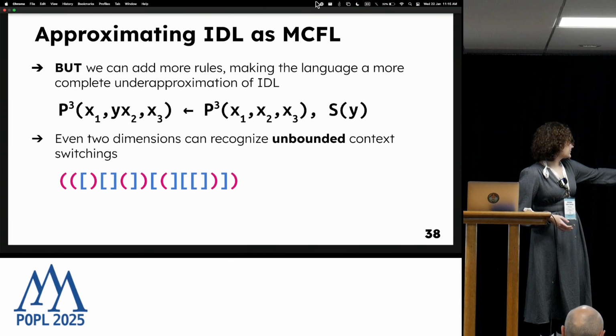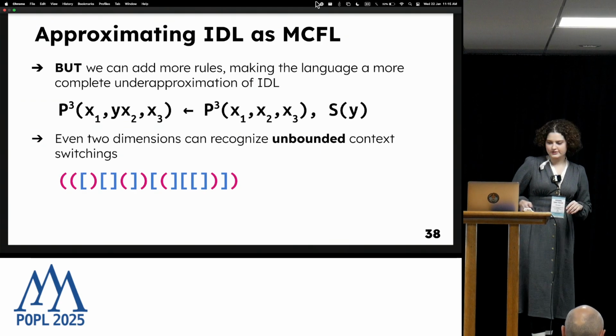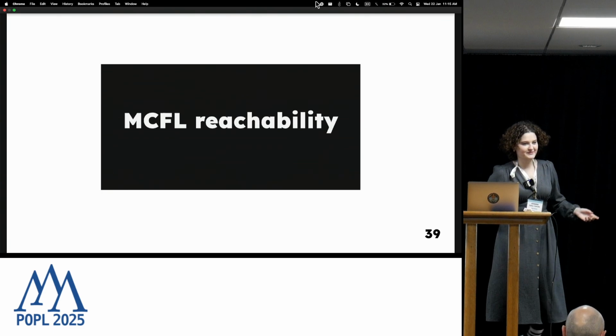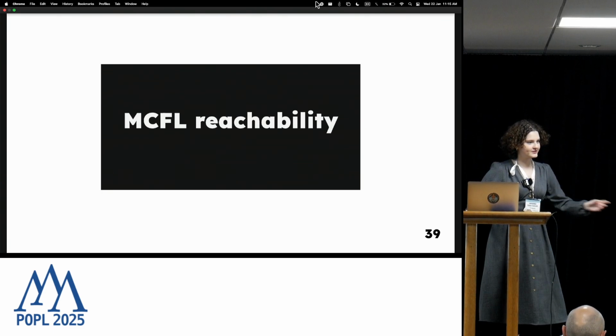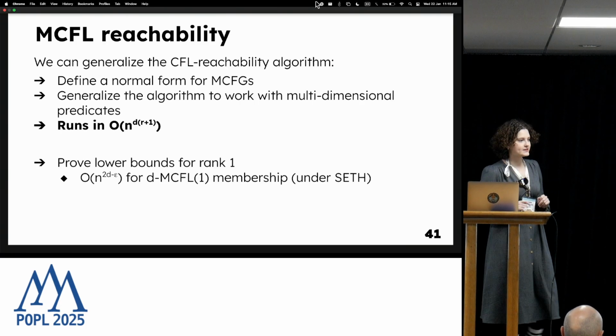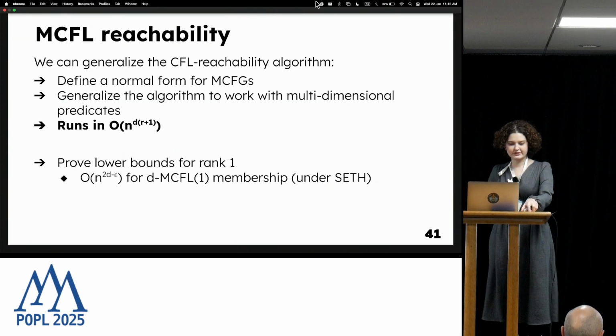So for example, this Lariagu string, we can recognize it with 2 dimensions by adding some of these rules. OK, so now we need to solve MCFL reachability. And how do we solve it? It's in the paper. But we basically generalized the algorithm for context-free language reachability.